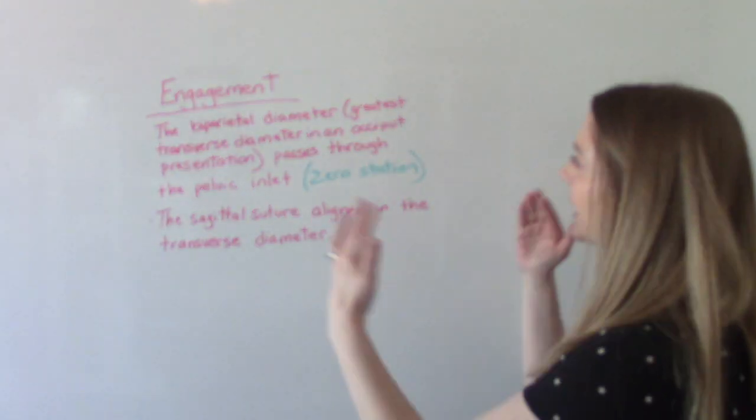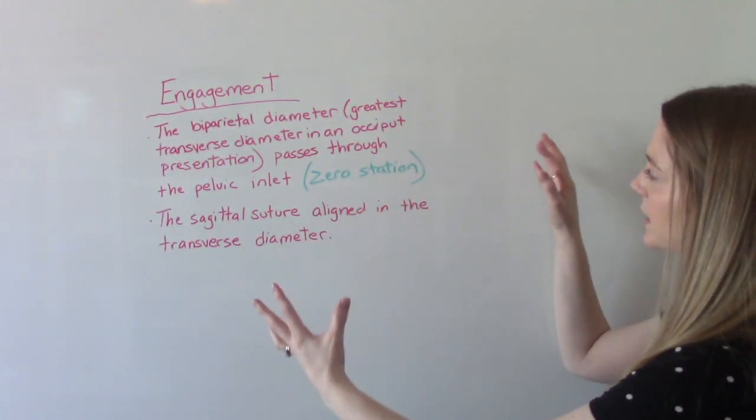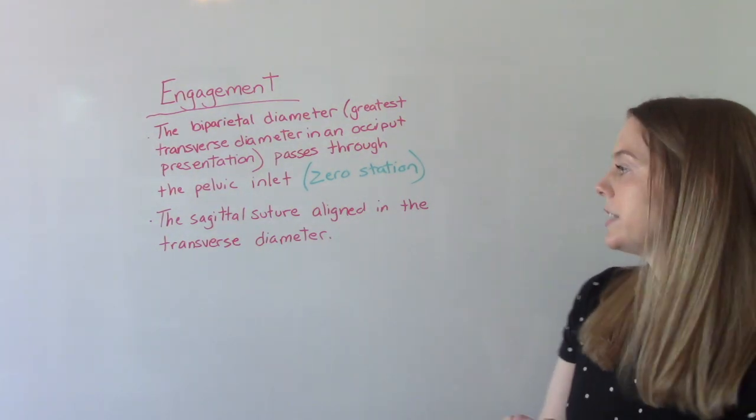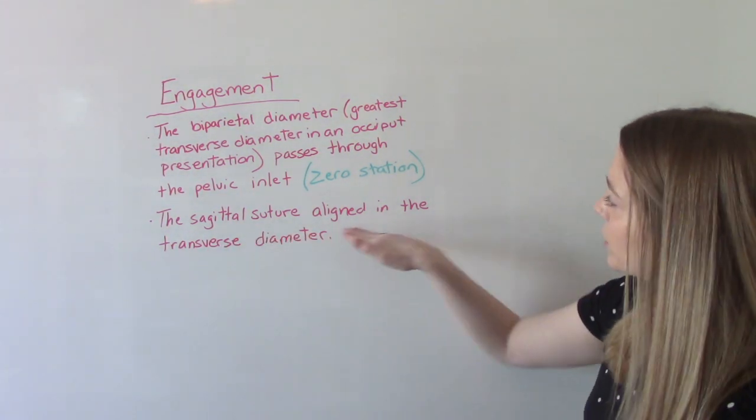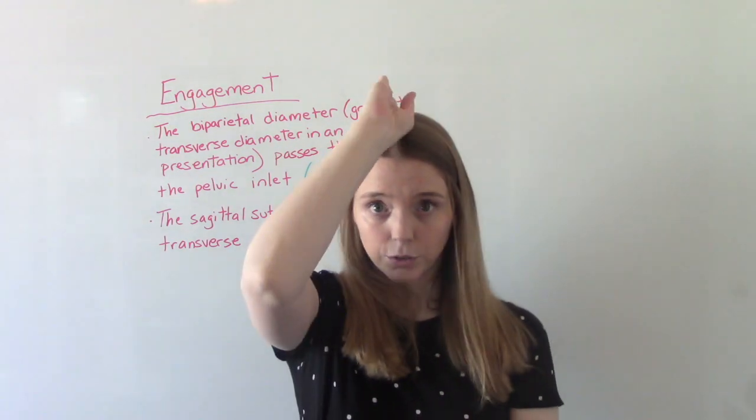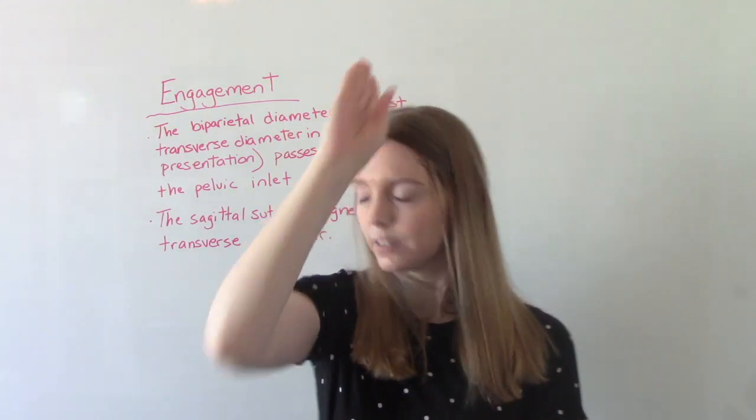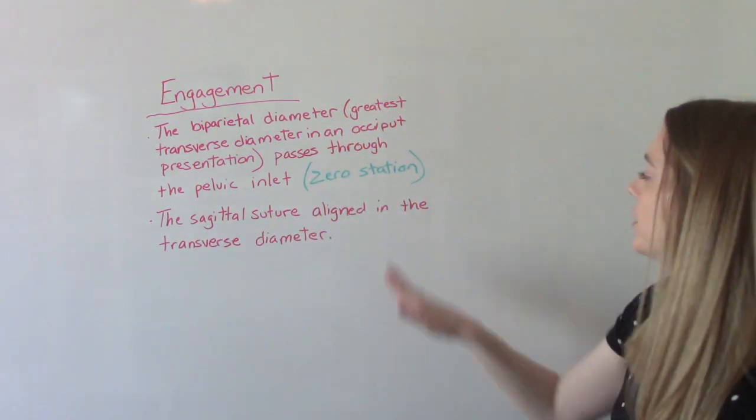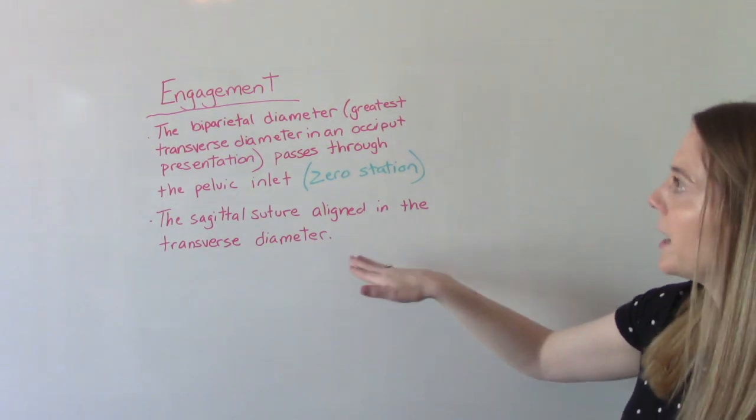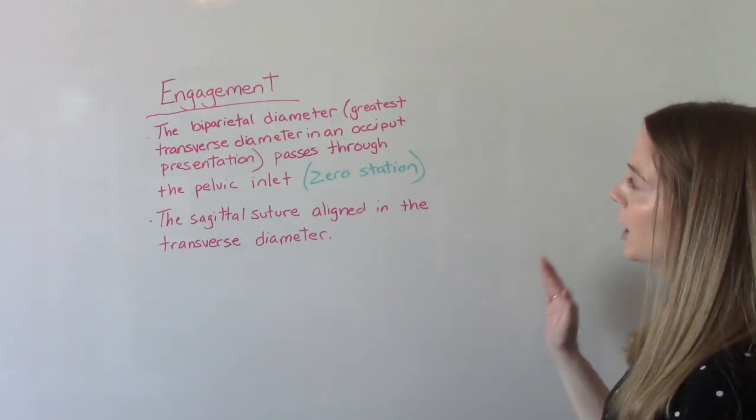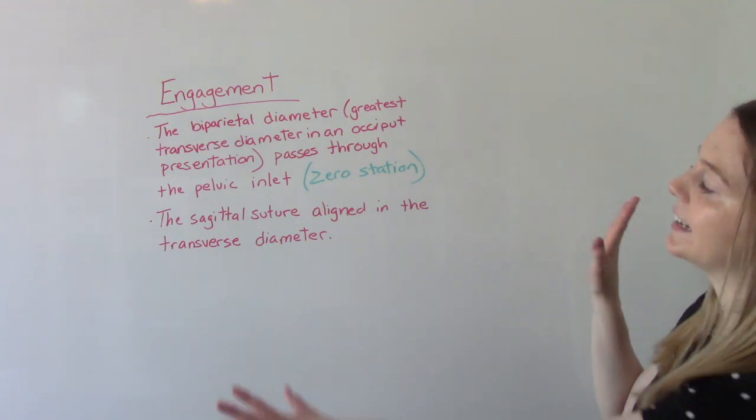So engagement: baby's head is engaged with the pelvis at roughly 0 station. The sagittal suture, like our mohawk suture, is aligned in the transverse diameter at this time. So this is what's happening during engagement.